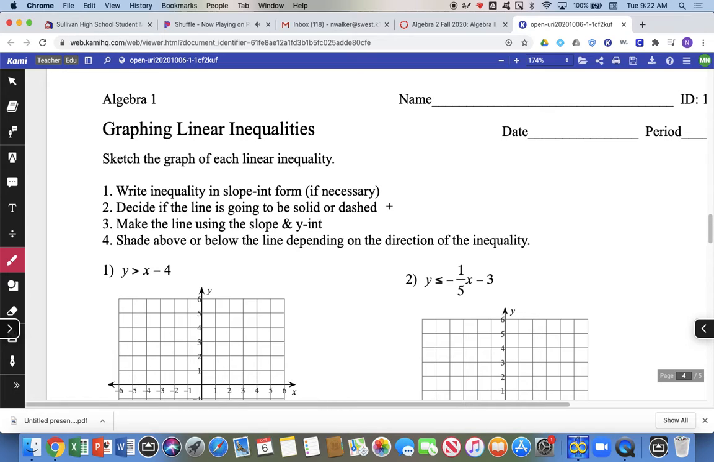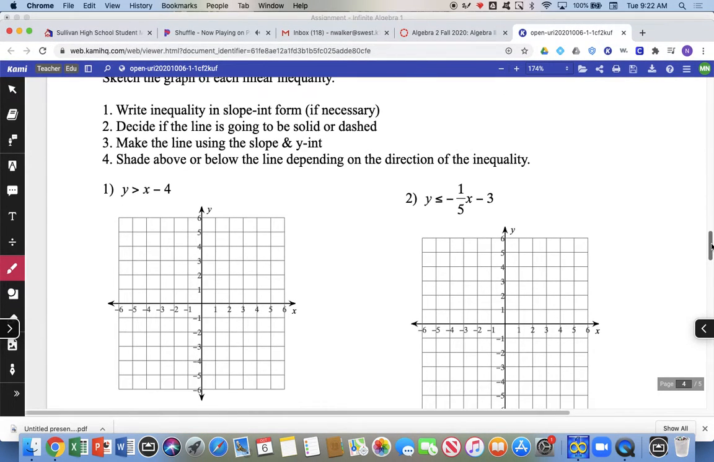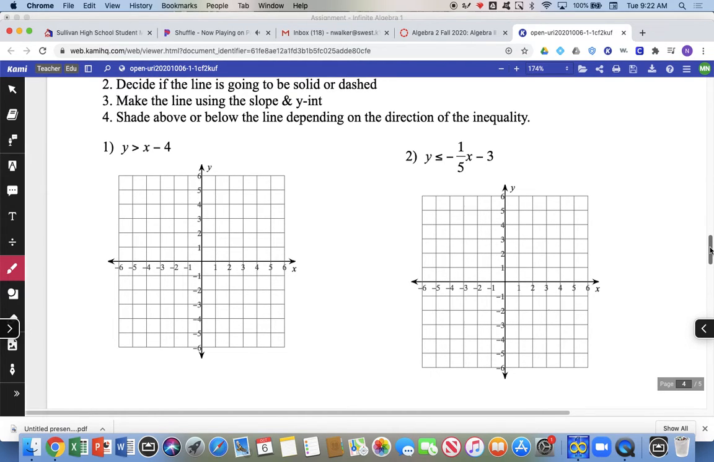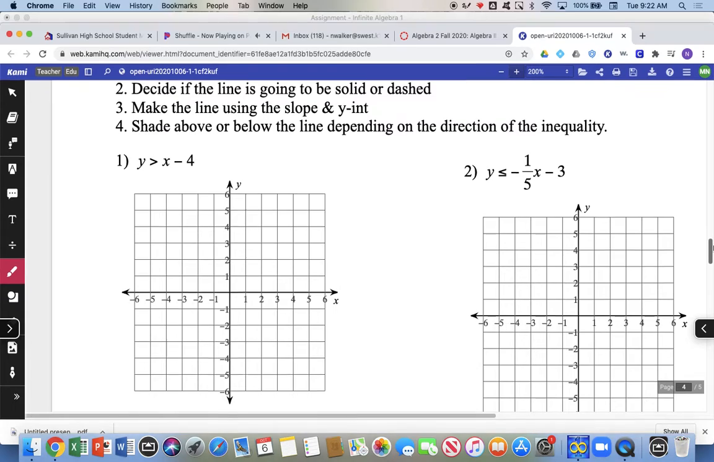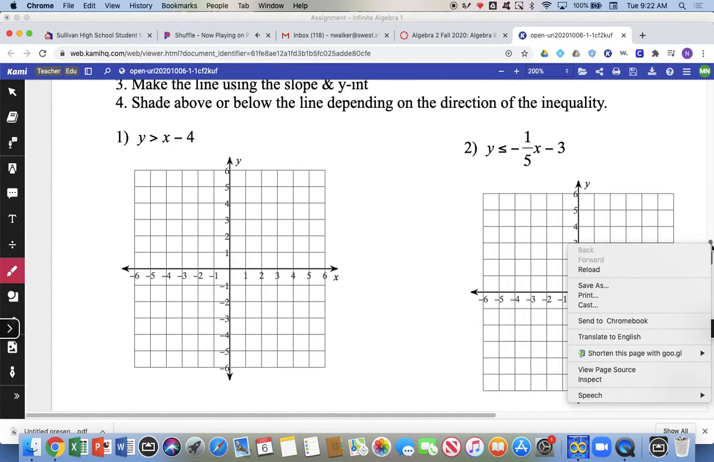For our first example, we are going to graph y is greater than x minus 4. The first thing we need to ask ourselves is, is this in slope-intercept form? Slope-intercept form is y equals mx plus b. The y is by itself. Is our y by itself here? Okay, so we're in slope-intercept form.